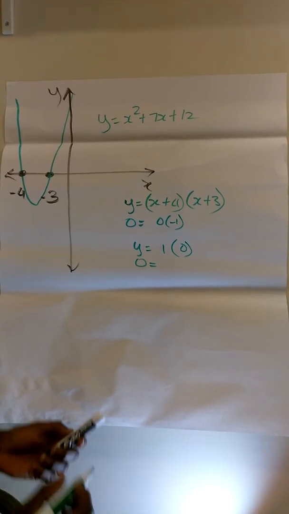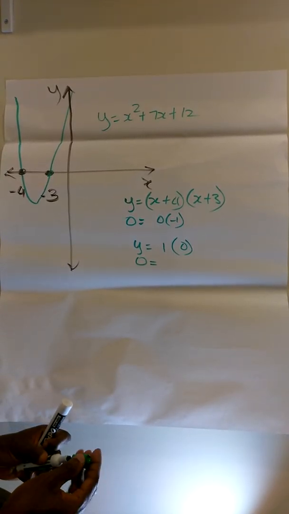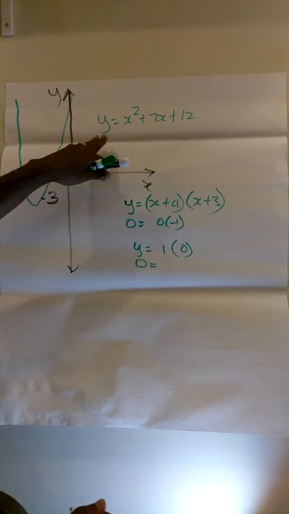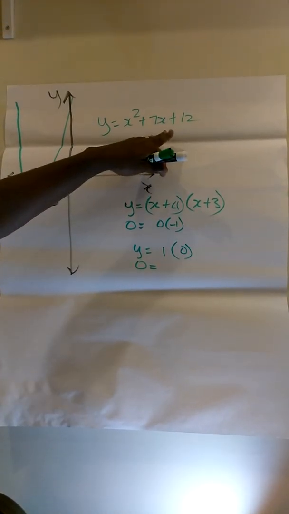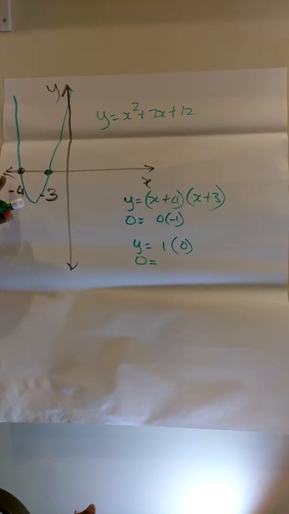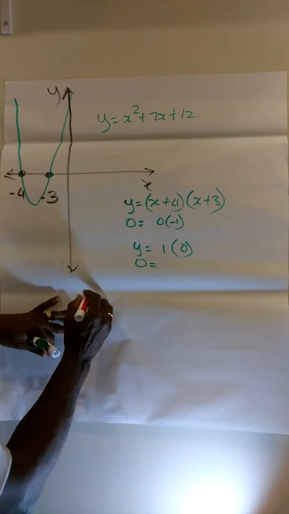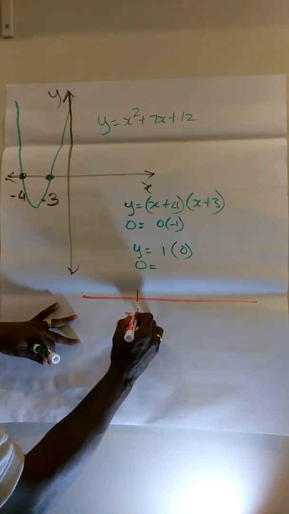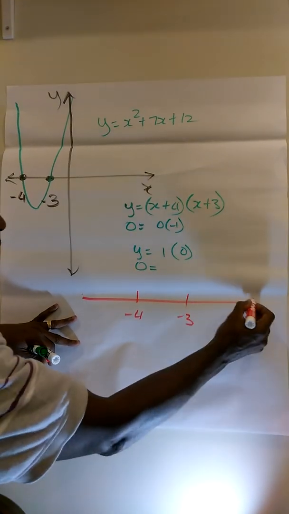What you should also be able to do in this lesson is to identify which part of the graph is positive or negative. So I give you this, you need to figure out where it is going to be negative, between what intervals. If you know the x-intercepts, you can put them on a number line. So I have negative 4, I have negative 3.